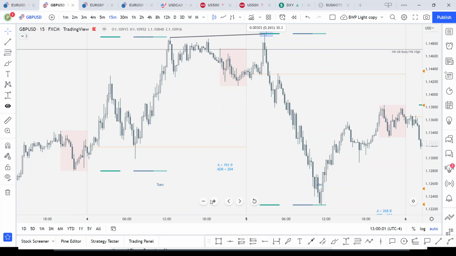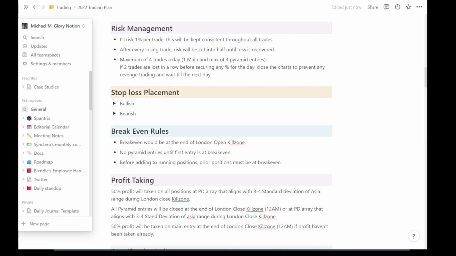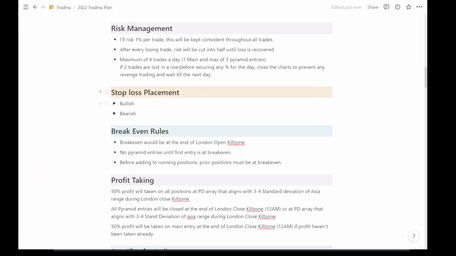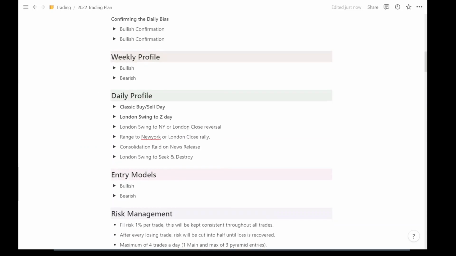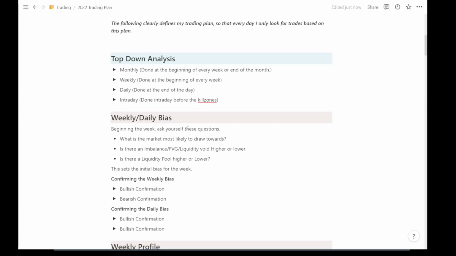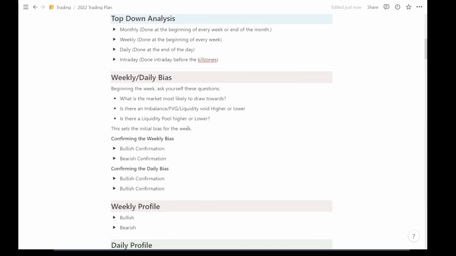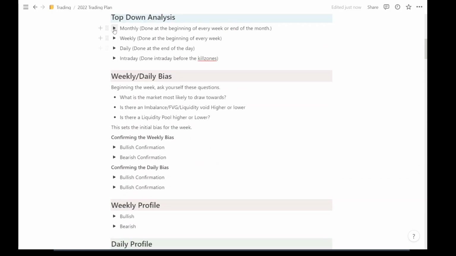Okay, so let me switch over to Notion. Okay, so this is my trading plan. To frame the trade, the first thing I'm going to do at the beginning of every week is to do a monthly, weekly, daily analysis, to arrive at what I can expect for that week, based on the previous price action.